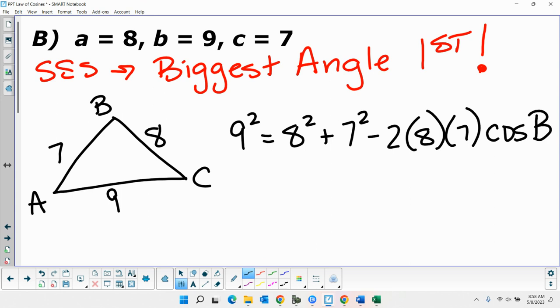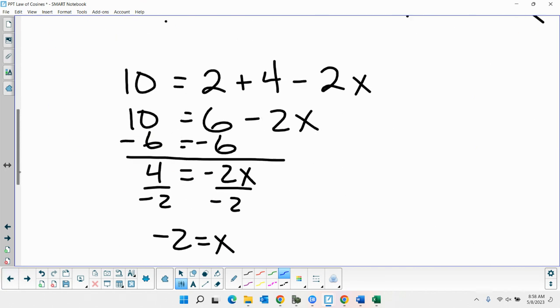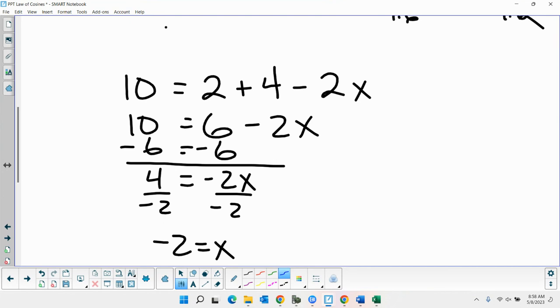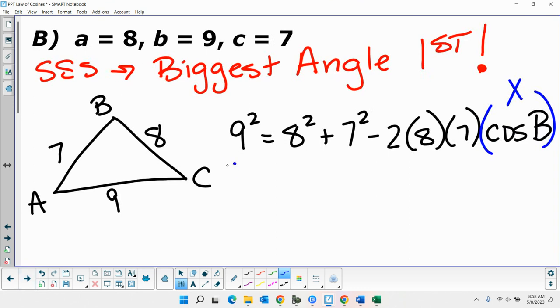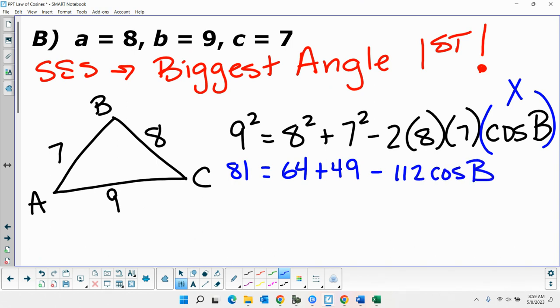All right? This problem is just like the one we just did. This is my x. I got a number here, number plus number, 2 times something, and then x. Same problem. We're going to solve it the same way. So I'm going to do this 81, and this 64, and this 49, and this 56 times 2, 112. Looks like that.